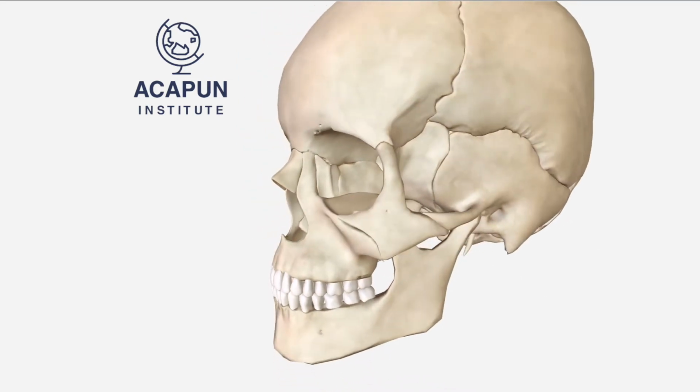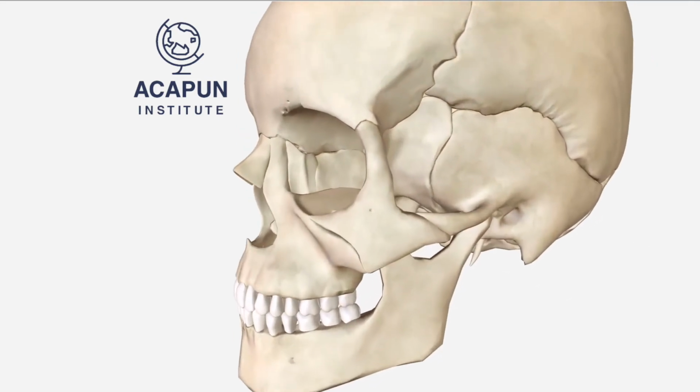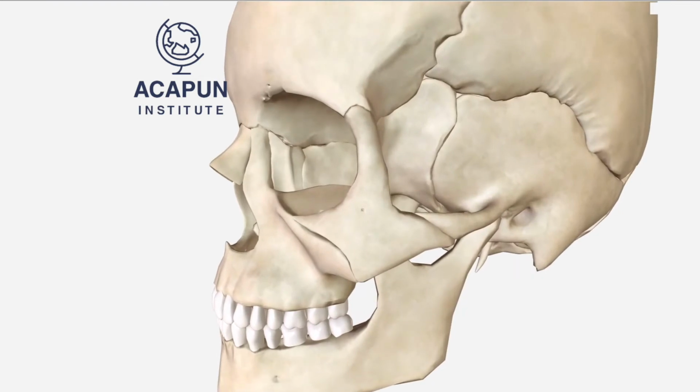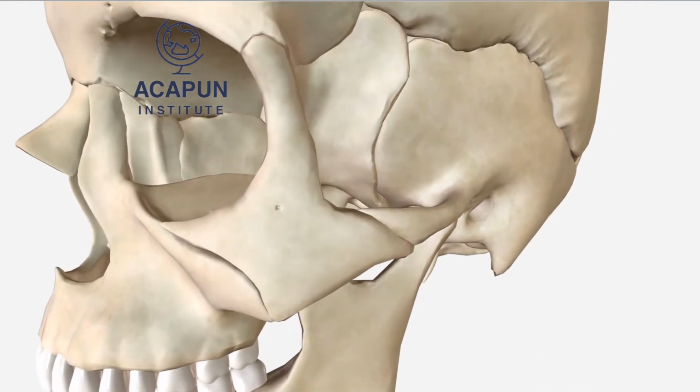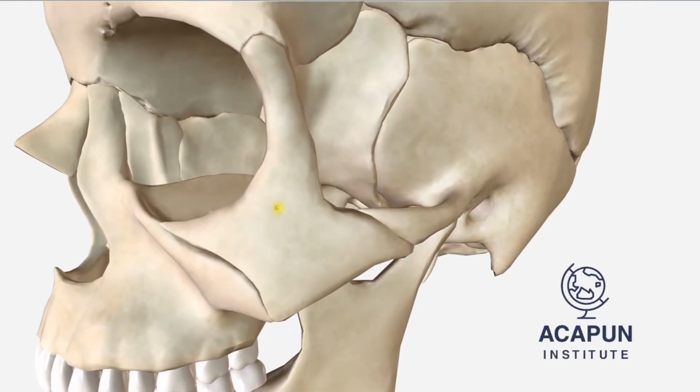I've rotated the model around to a lateral view, and if I zoom in here, you can see this small foramen known as the zygomaticofacial foramen, which transmits the zygomaticofacial nerve and vessels. This nerve is a small branch of the zygomatic nerve, which itself comes from the maxillary nerve, the second branch of the trigeminal, cranial nerve number 5.